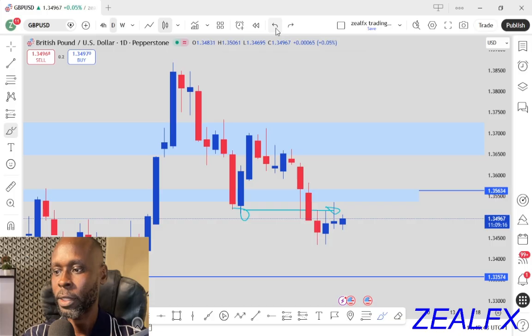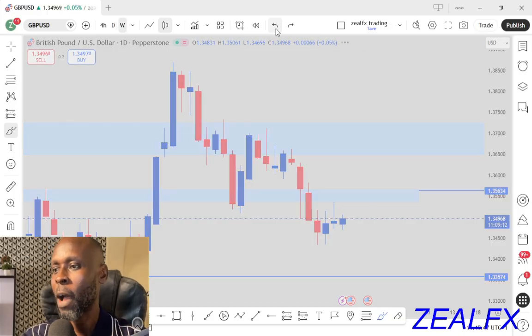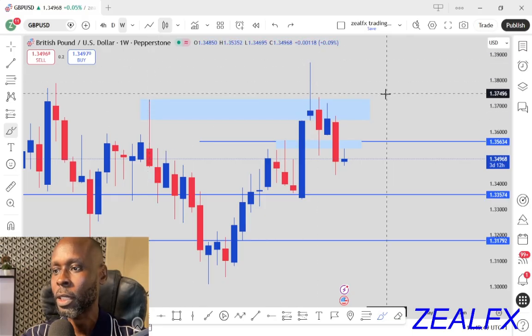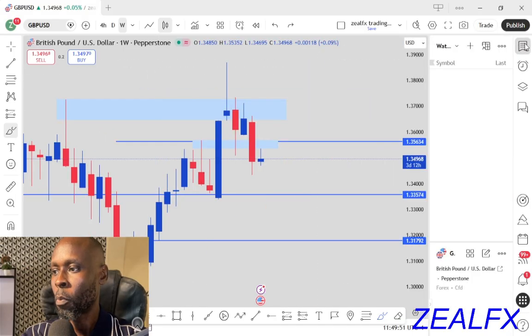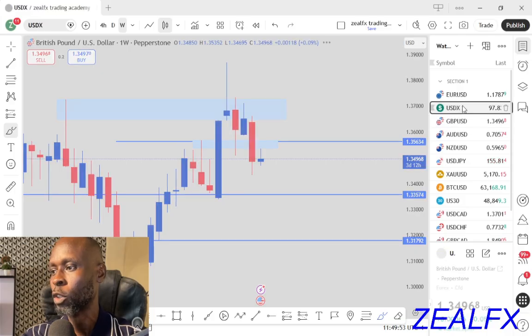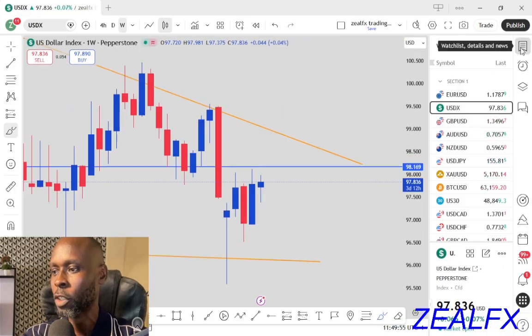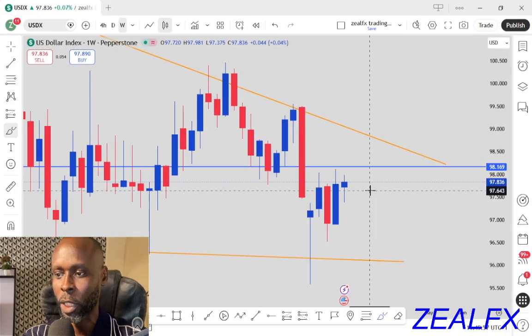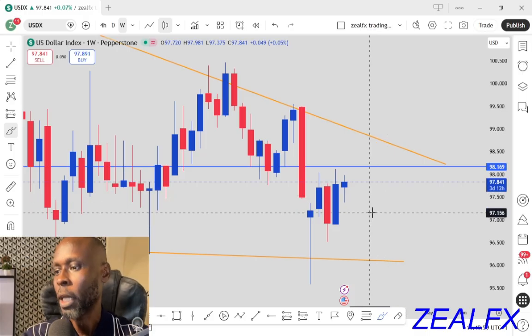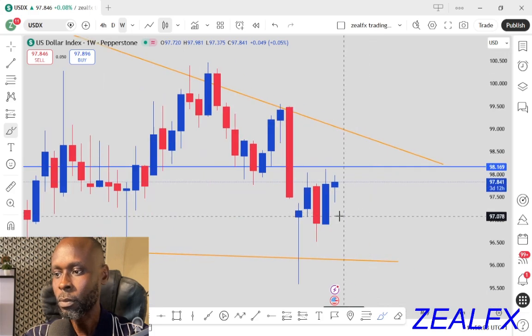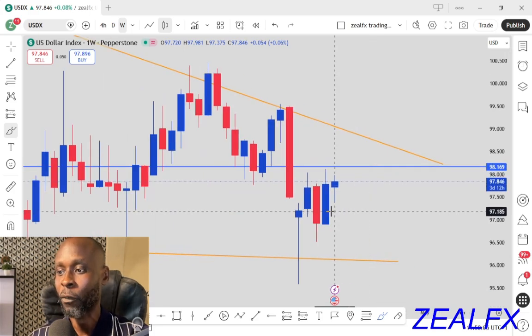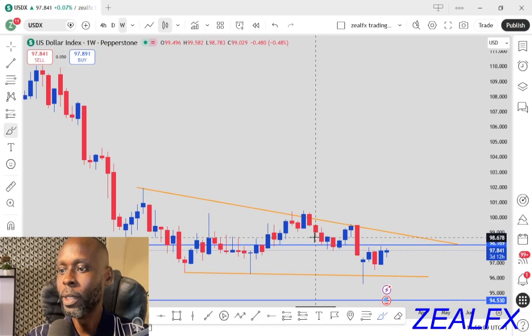But before we do that, let's look at the DXY to confirm if this Great British Pound USD is ready to move to the downside. Let's look at the strength of the dollar to see if the dollar trend will support this Great British Pound USD move for us this week. So the weekly chart of the dollar index is currently on a sideways trend.